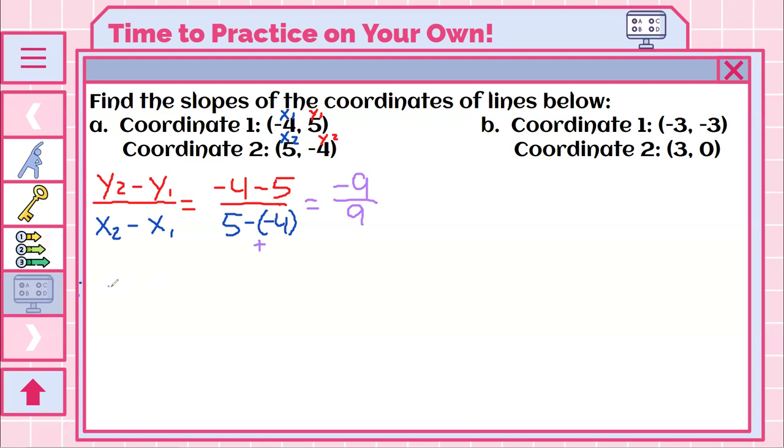So 2 ways you could have wrote this. You could have put negative 9 over 9. That could divide to be a whole number answer, though. Negative 9 divided by 9 is also negative 1. Either counts, though. If you did negative 9 over 9, or if you did negative 1, they are both the slope.